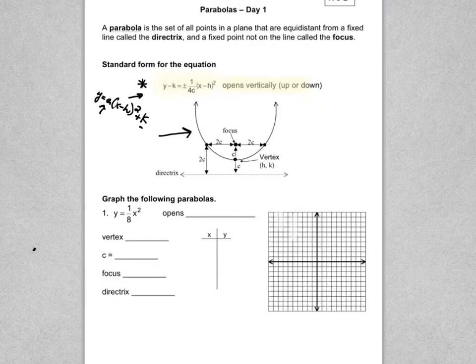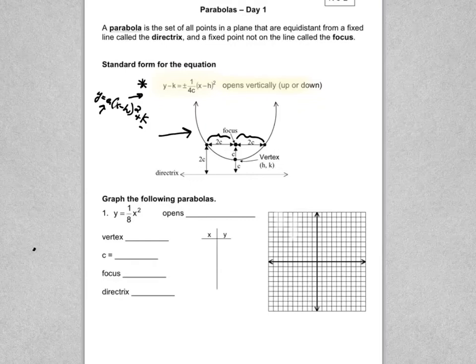And we have a focus right here. You can see where the focus is. That is c units up from the vertex. A directrix is a line, which is c units down from the vertex. And the vertex is (h, k). We've already done that. Then from the focus, if you go 2c units to the left and 2c units to the right, right here and right here, we'll be at points on the parabola. And those are also 2c units, each of them, from the directrix.